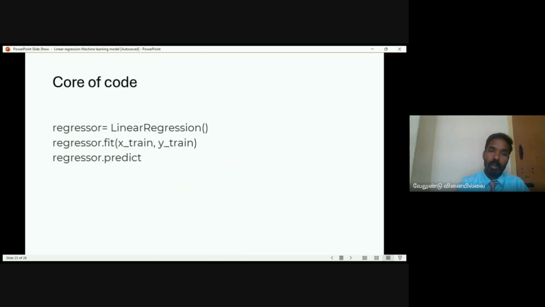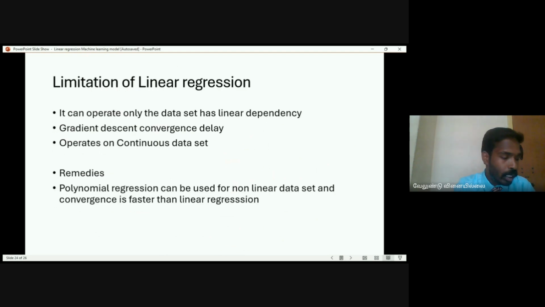And the core of the code, the 3 lines is enough to complete the code. The remaining is simply extracting the data, importing the library, and splitting the data sets for training as well as testing. So this is the core of the code. And a limitation of linear regression is that it can operate only on linear dependency and the gradient descent sometimes leads to very great delay. So these are all the limitations of linear regression.